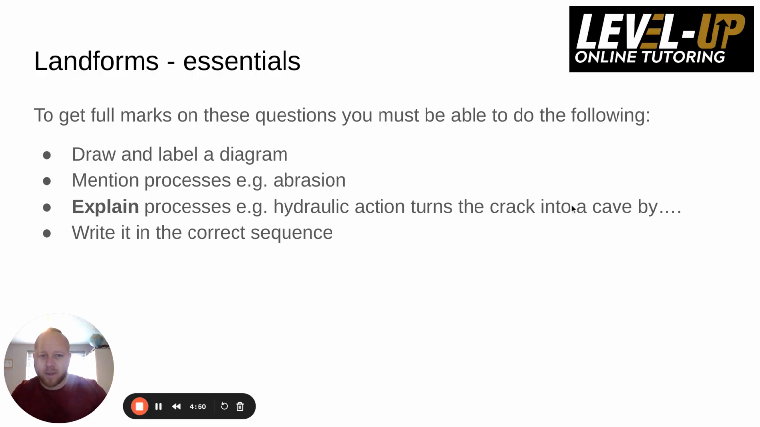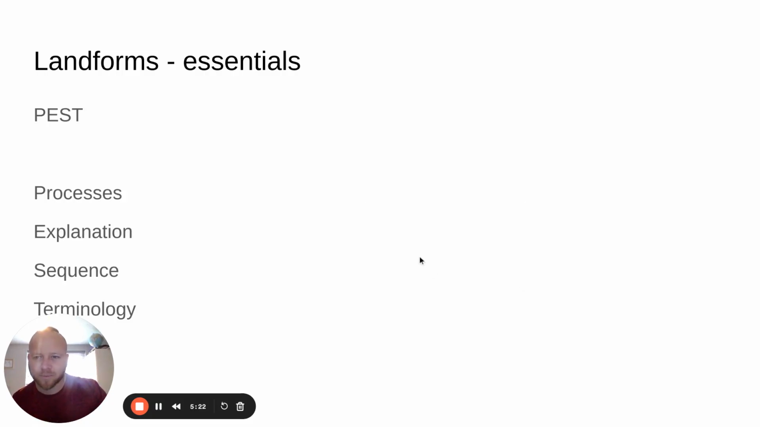Landforms then. There are quite a few coastal landforms that students need to know about. With this, they need to be able to draw and label a diagram to show the formation. They've got to get the processes in there, such as abrasion or hydraulic action, and they've got to explain that process. If they just mention it, they're not going to get full marks. They have to say hydraulic action turns a crack into a cave. With the shear force of the water, air becomes trapped and expands and breaks down the rock. And it's got to be in the correct order. That's what the examiner is looking for.